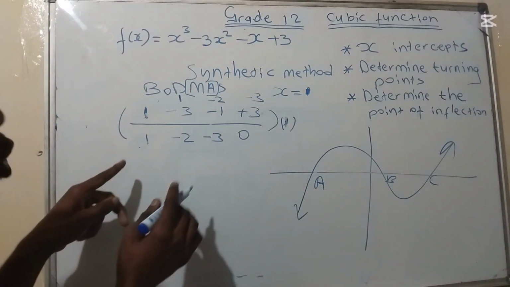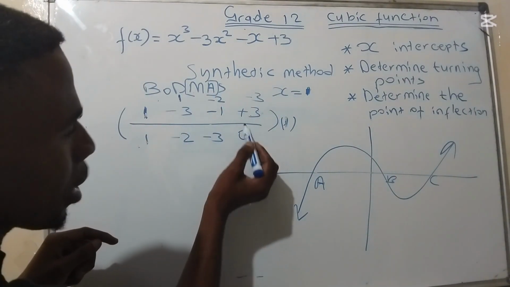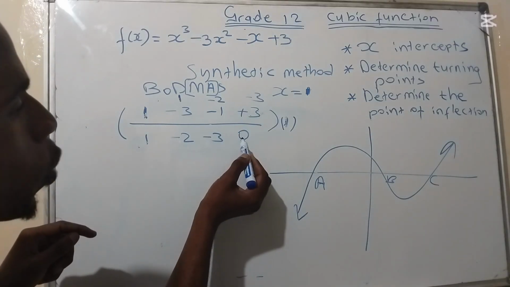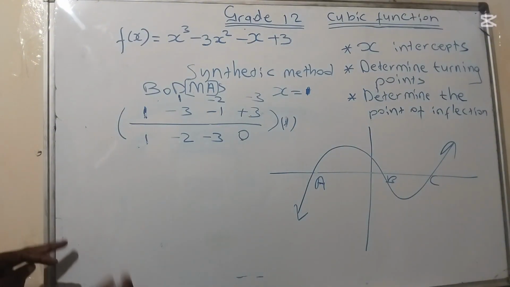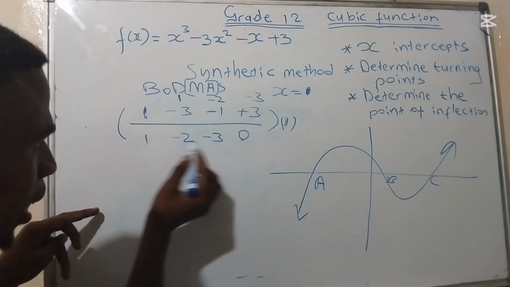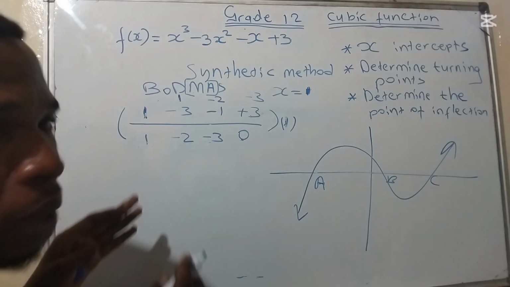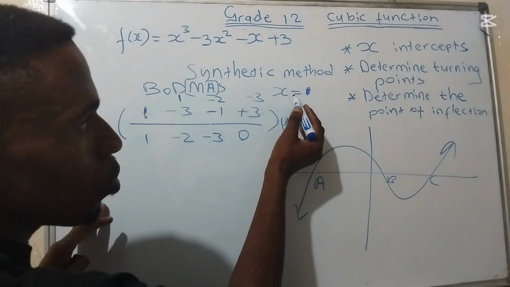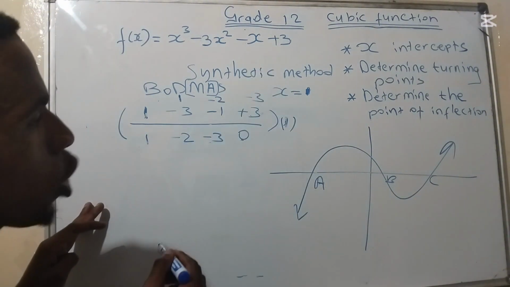Whenever you apply this synthetic method, these last numbers will always give you 0 when you add them. So guys, these three numbers, 1, negative 2, negative 3, are going to formulate a quadratic equation which is going to allow you to find other factors of x for this equation.